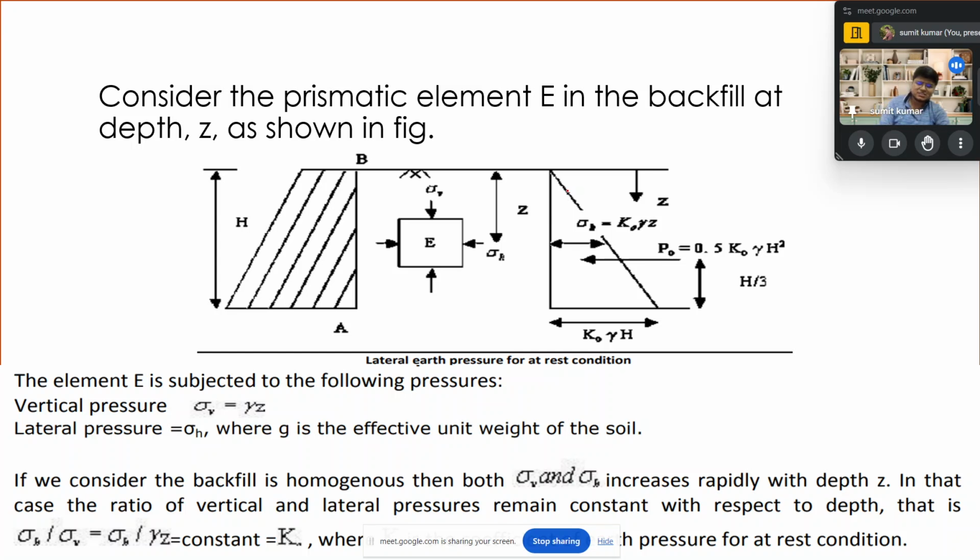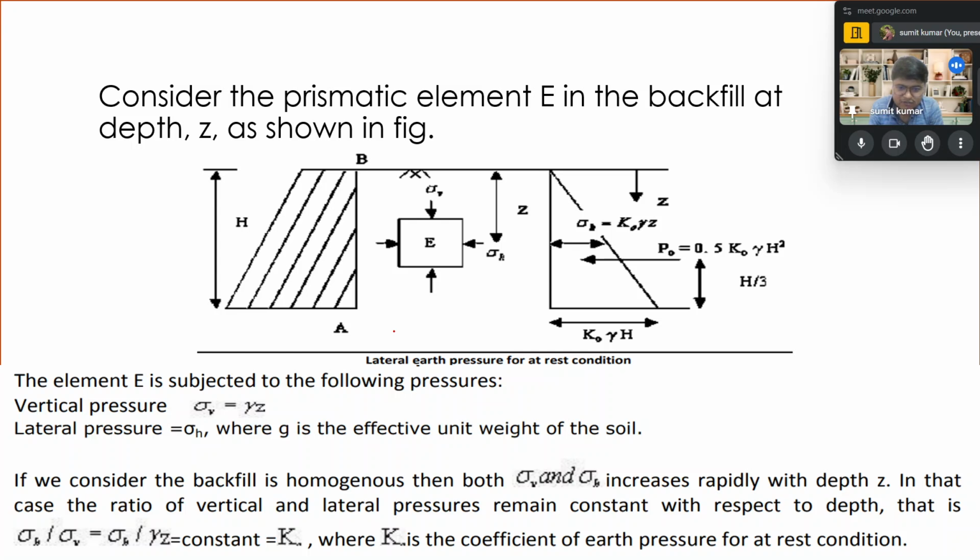Everything will be discussed step by step. First of all, we start with the basic consideration, then we move ahead in detail to give you a better understanding. The element E is subjected to the following pressures. First is the vertical pressure, gamma z. Second is the lateral pressure sigma h. We already know that the coefficient of earth pressure is the ratio of horizontal sigma h by sigma v, as you can see in the figure.